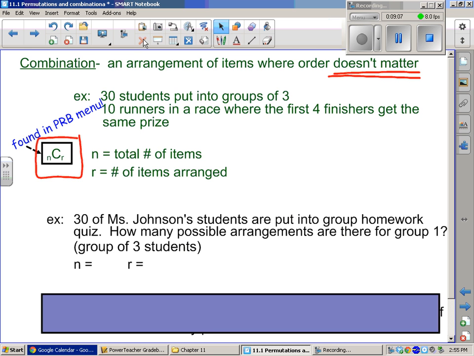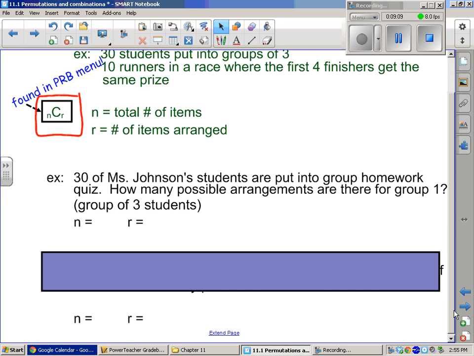So 30 of Ms. Johnson's students are put into a group homework quiz. Don't you wish they were all group homework quizzes? How many possible arrangements are there for group 1? So we're assuming there are 3 kids in a group. How many kids to choose from? 30. That's our N. And then we're talking about one group only, so we're going to pick 3 kids. It does not matter the order that I choose the students, they would still be in my group. So it is 30C3.